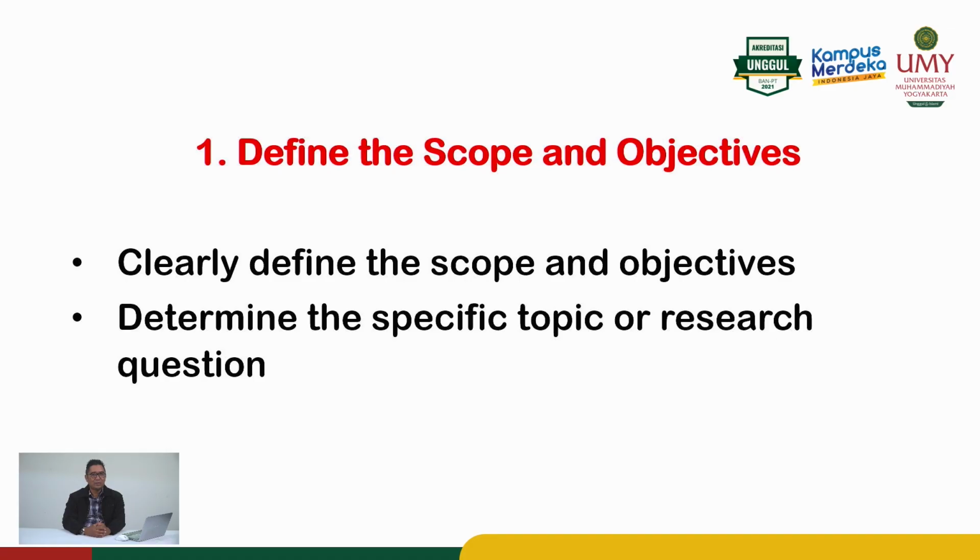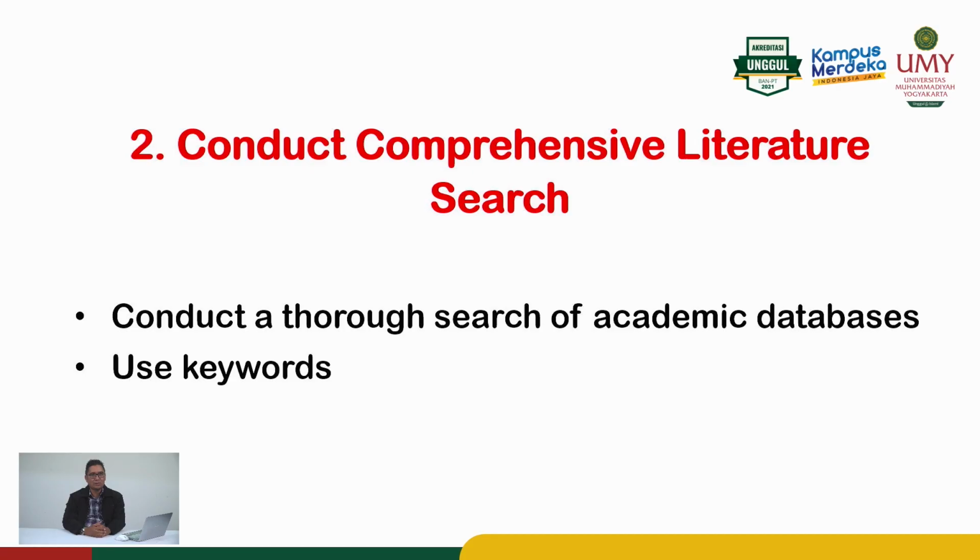And step 2 is conduct comprehensive literature research or literature search. Conduct a thorough search of academic databases, journals, books, and other relevant sources to identify existing literature on your topic. Use keywords, Boolean operators, and filters to refine your search and ensure you capture relevant studies.